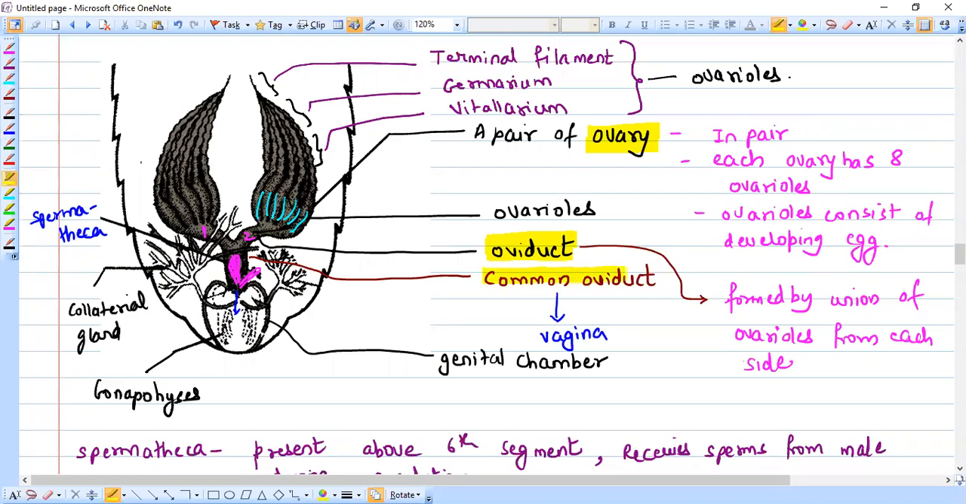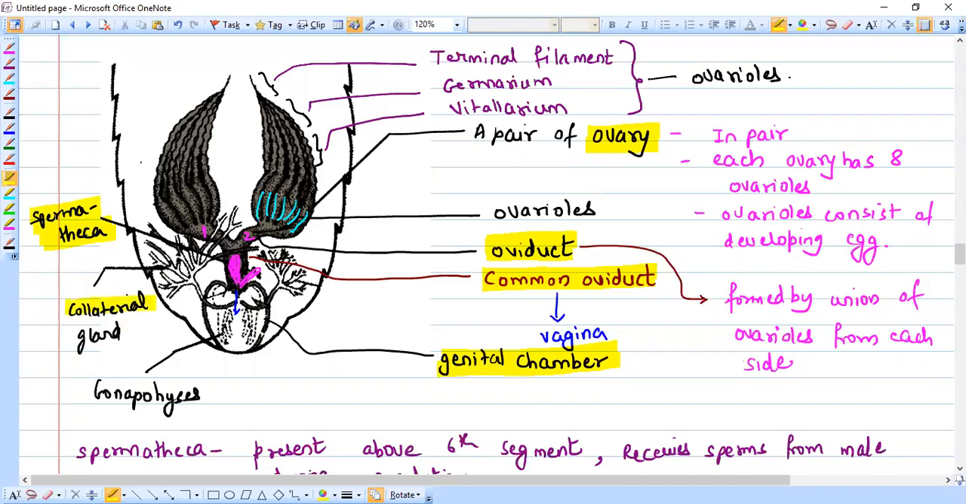Both will open together in the common oviduct. The common oviduct is also called the vagina of the female. And the vagina opens in the genital chamber. Then there is a very important part called spermatheca. This spermatheca is present above the sixth segment. It is going to receive the sperm from the male cockroach during mating or copulation.